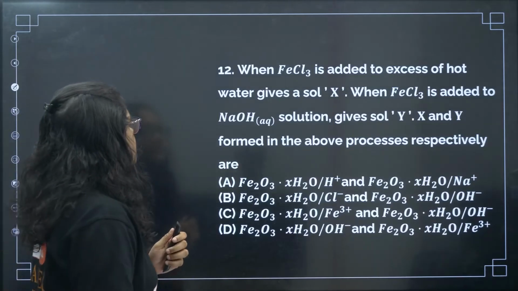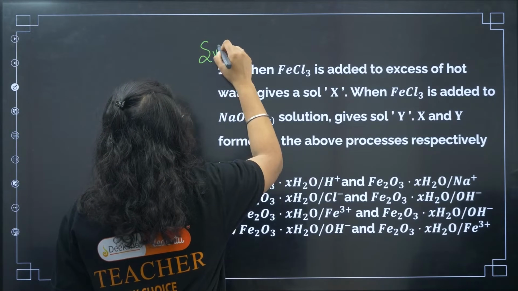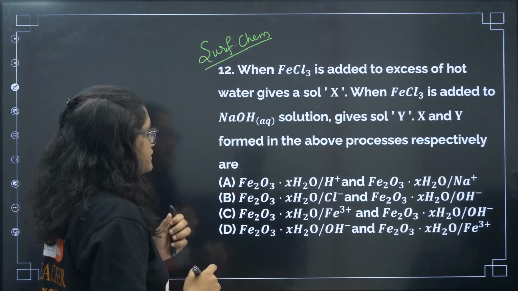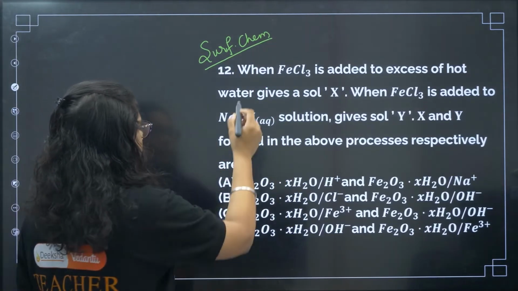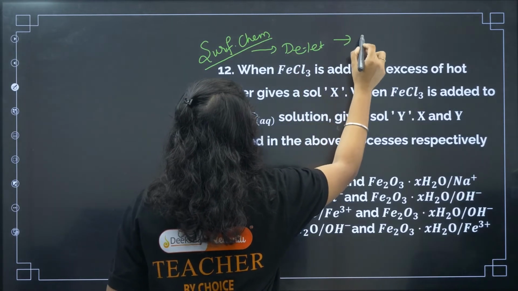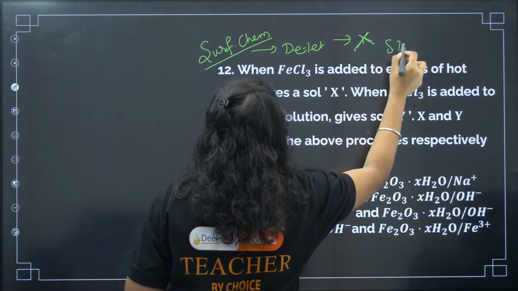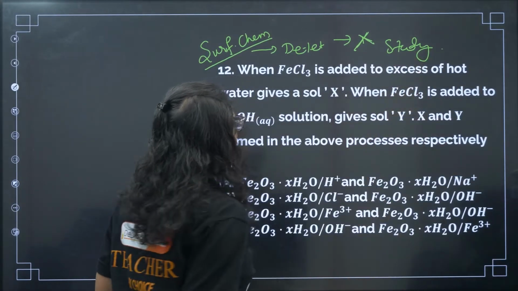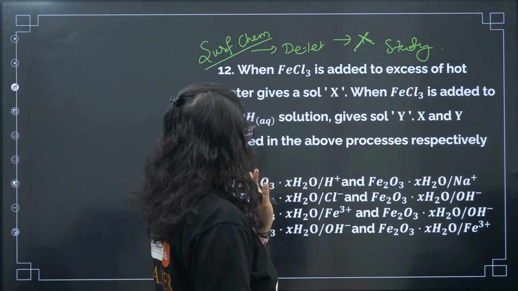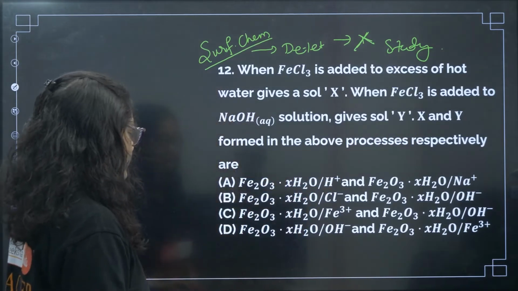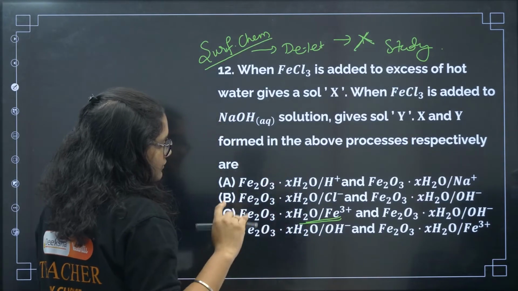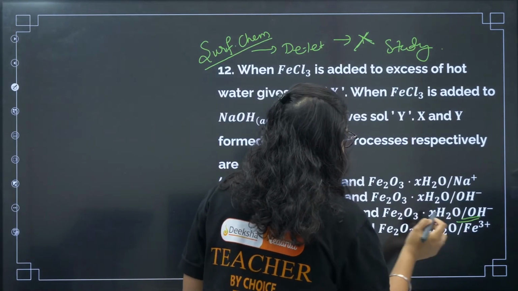Okay, next coming to question number 12, again this is from surface chemistry, deleted portion. When FeCl3 is added to excess of hot water, it gives sol X. Deleted, no need to study, do not study. Now when FeCl3 is added to NaOH solution, it gives sol Y. X and Y formed in the above process respectively are... So if you add with hot water, it will adsorb Fe3+, and if with NaOH it will adsorb OH minus.